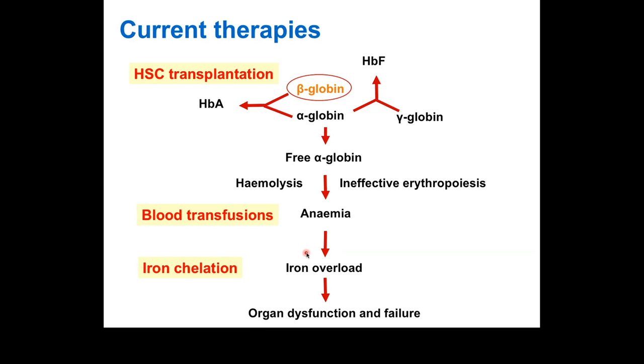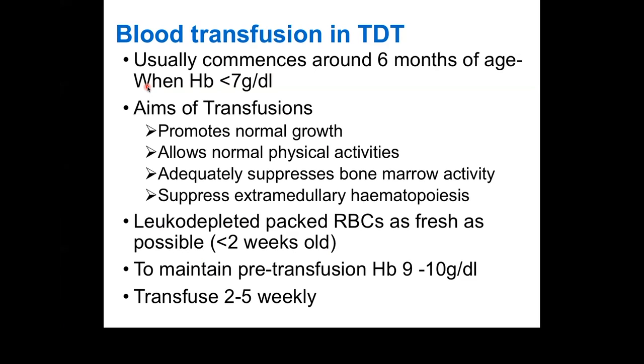Current therapies of thalassemia basically address three of these areas in the pathophysiology. Currently, most patients with thalassemia receive only supportive treatment with blood transfusions and iron chelation, as we know, and the only available curative treatment is hematopoietic stem cell transplantation, which is widely known as bone marrow transplantation. Before we move on to novel therapies, we'll briefly discuss the current therapies.